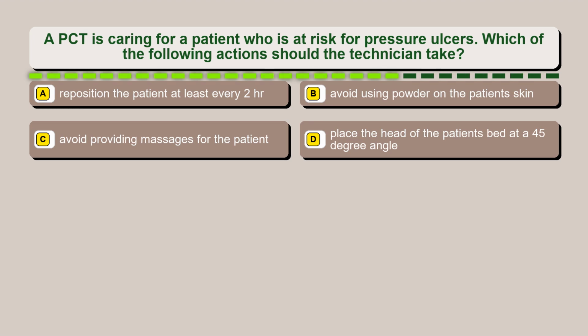Question 20. A PCT is caring for a patient who is at risk for pressure ulcers. Which of the following actions should the technician take? Option A. Reposition the patient at least every 2 hours. Option B. Avoid using powder on the patient's skin. Option C. Avoid providing massages for the patient. Option D. Place the head of the patient's bed at a 45-degree angle.